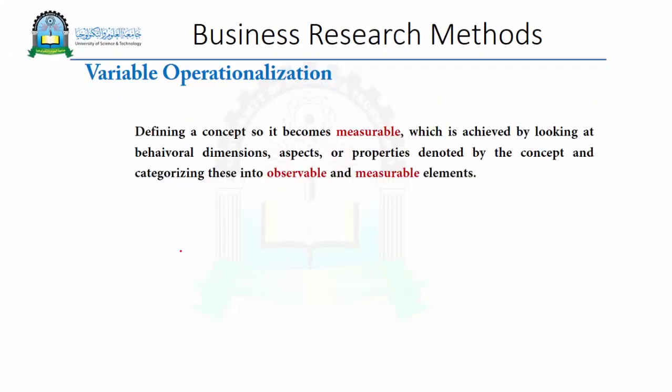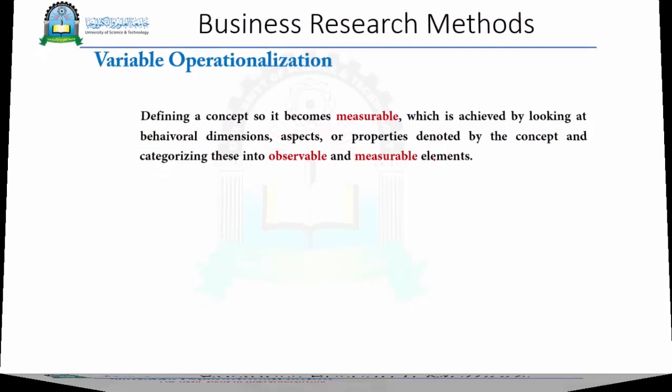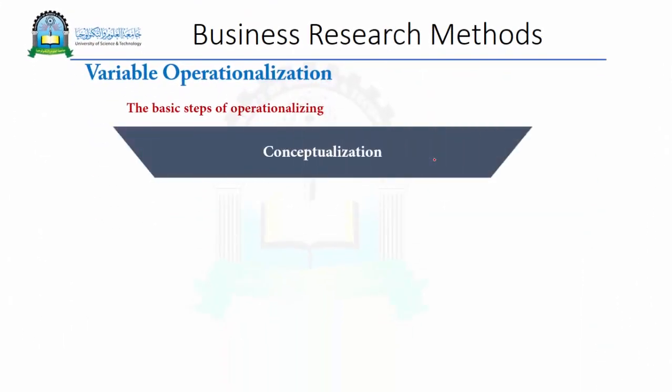The variable operationalization is defining a concept so it becomes measurable. So I change the variable from the abstract side to be measured, which is achieved by looking at behavioral dimensions, aspects, properties denoted by this concept, and categorizing these into observable and measurable elements. The variable operationalization can be done through some steps, which is at least 5 steps.